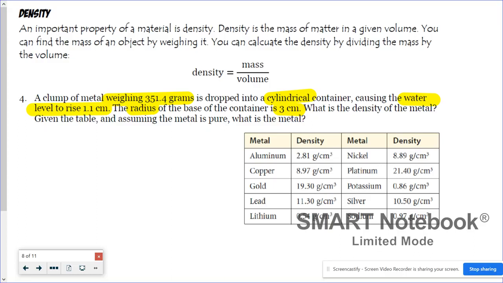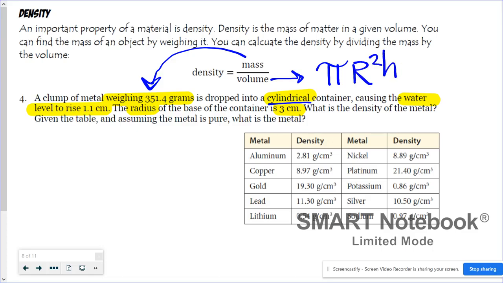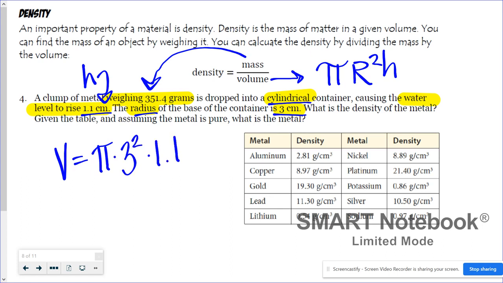So density is mass divided by volume. And so I know the mass of this metal is 351.4 grams. I need to find the volume. Now they told me it was a cylindrical container, and volume of a cylinder is pi r squared times h. Now in this problem, they dropped the metal into a container of water, and the water level rose 1.1 centimeters. So that's what we're going to use for h. And then of course they gave us the radius is 3. So when it comes to the volume, I'm looking at pi times 3 squared times 1.1.